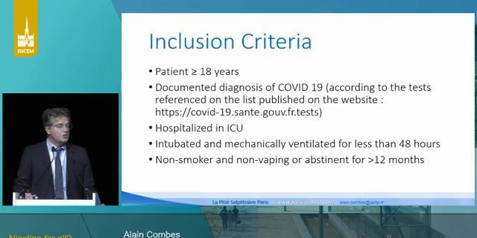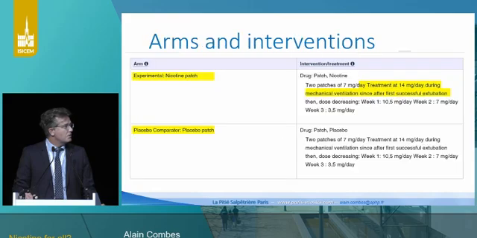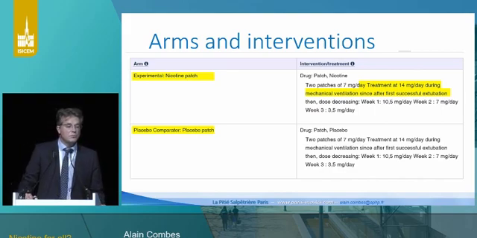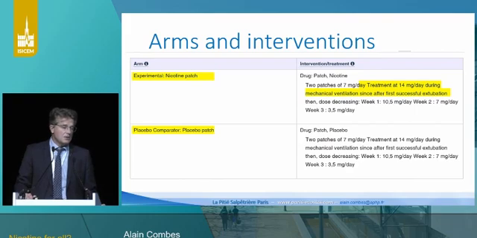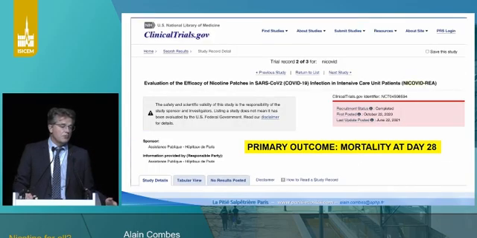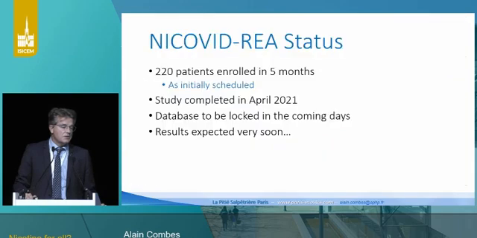And the patients had to be non-smokers, non-vaping, or abstinent for at least 12 months. They were randomized to receive either nicotine patches or placebo patches. The treatment with nicotine was 14 milligrams per day during the time of mechanical ventilation and up to 2 days after successful extubation, or a maximum of 30 days. And then there was a tapering period of 3 weeks following the treatment. Once again, the primary endpoint was mortality at day 28.